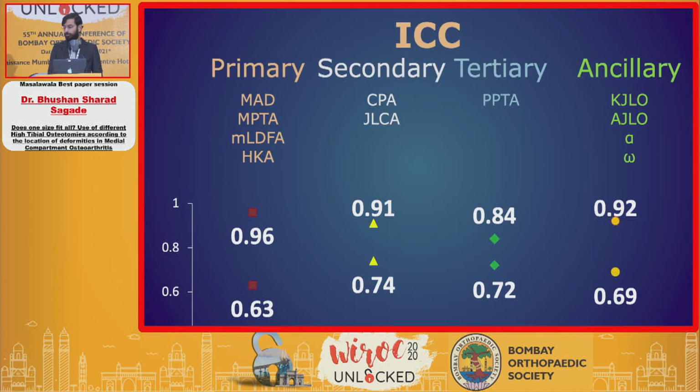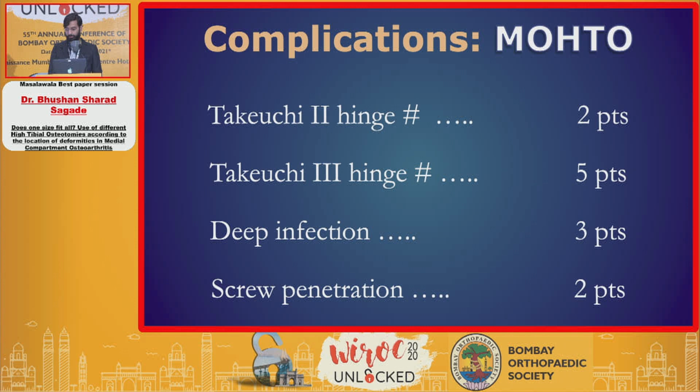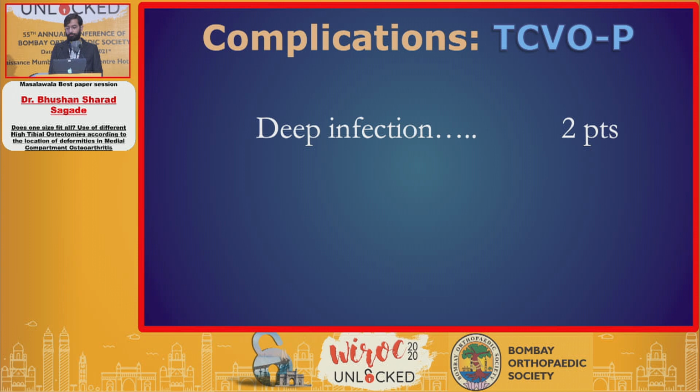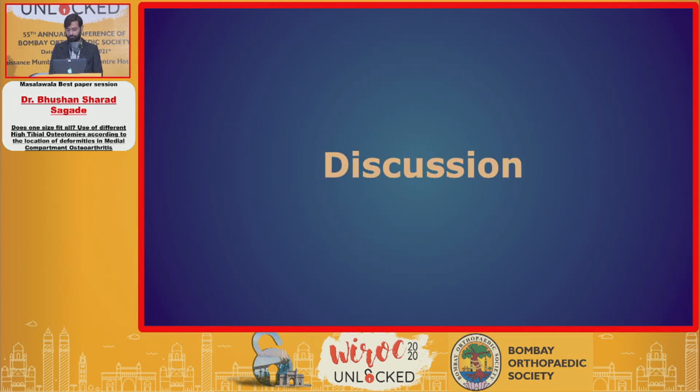There was a strong to almost perfect correlation, by interclass correlation coefficient, between the 4 sets of measurements. The mean WOMAC score was 9.8 with no significant difference between osteotomies. Complications of MO-HTO consisted of Takeuchi type 2 and 3 hinge fractures in the larger corrections. Of FDO-I included overcorrection in 13 patients, which was performed to overcome dynamic varus. TCVOP had 2 deep infections after union, and TCVO-I had 2 cases with fractures.